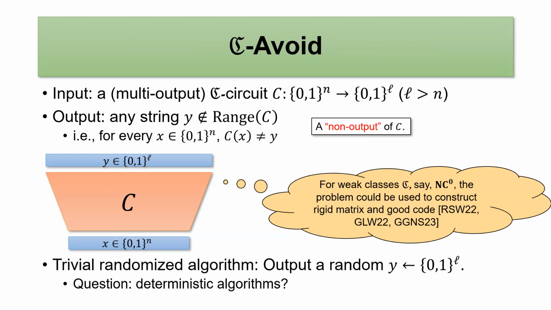Following the paradigm of circuit complexity, we can also consider a weaker version of the problem, where the input circuit is from a restricted class, such as NC0. Actually, it has been shown that constructing rigid matrices and good codes can be reduced to the range avoidance problem for weak classes, say NC0.